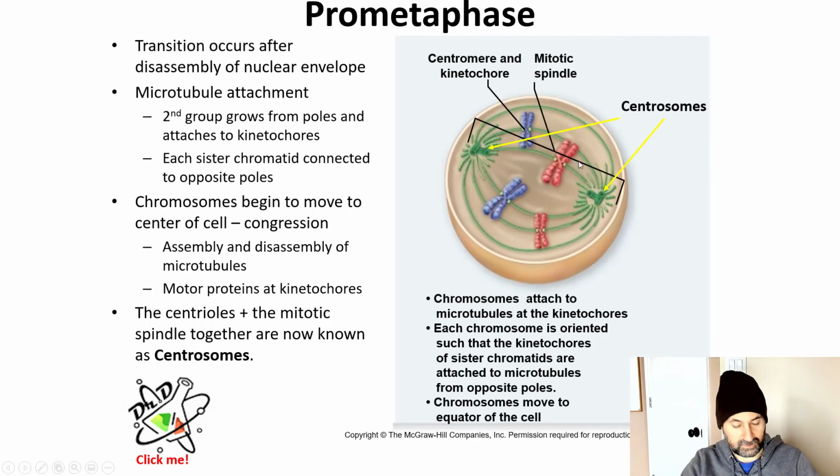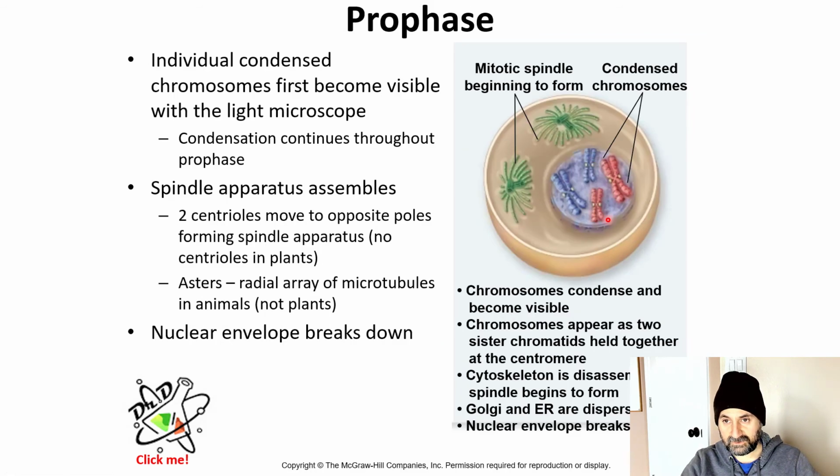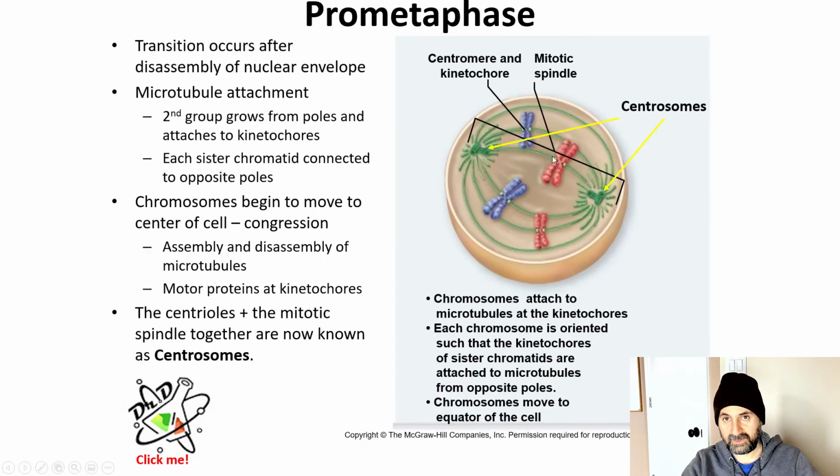So you see here the nuclear envelope. Here there was a nucleus in the nuclear envelope. Here in prometaphase, the nuclear envelope has broken down. Microtubules are attached to the sister chromatid pairs. And notice how the sister chromatids are moving to the center of the cell.